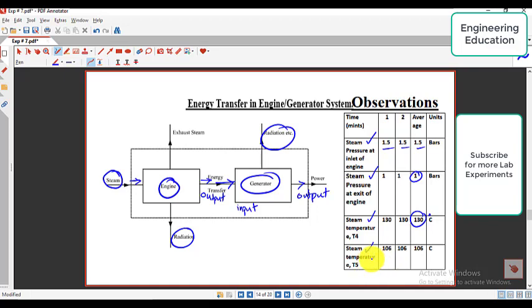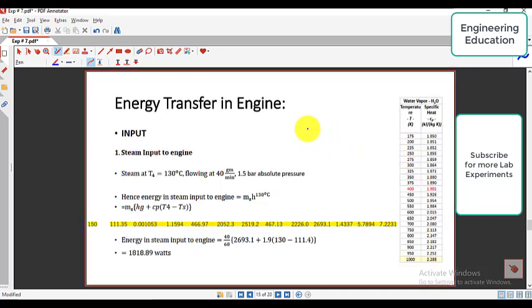The temperature of the steam exiting from the engine is 106 degrees centigrade. So for these readings, we have steam input to the engine at T4, 130 degrees C. The mass flow rate is 40 gram per minute, as calculated in the previous experiments, and the absolute pressure is 1.5 bar. So to find the energy in steam input to the engine, we have the expression m dot s times the corresponding enthalpy at that temperature and pressure. Pressure is 1.5 bar and temperature is 130 degrees centigrade.